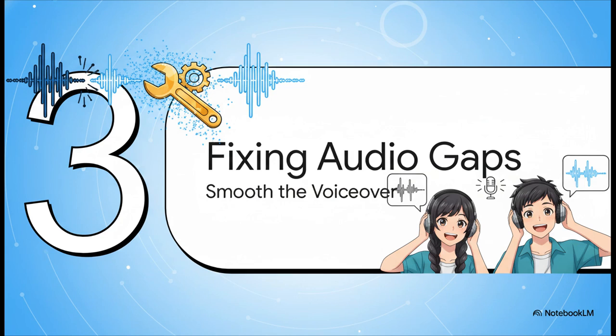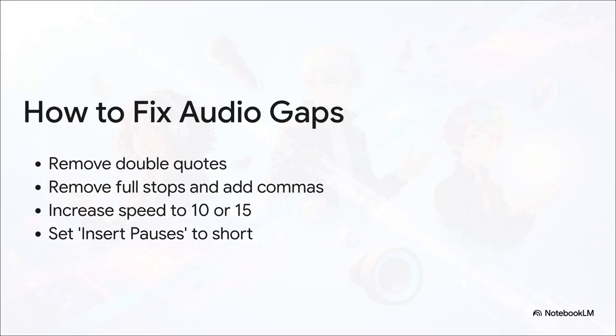Section 3, fixing gaps in the audio. Okay, so you generate your audio, you hit play, and it sounds a little robotic. You get these unnatural, jerky pauses. Don't panic. Transforming that raw generation into a buttery smooth voiceover is actually a breeze. Here is your ultimate troubleshooting checklist. You see, the AI engine interprets punctuation as a command to pause.